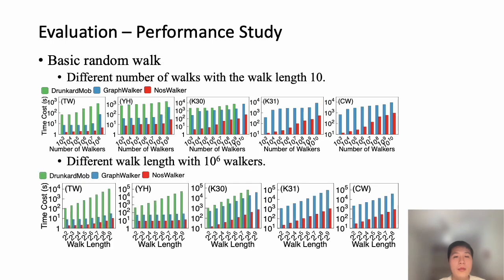In the experiments with different walk lengths, when the graph is larger than the memory, the execution time of all these systems increases almost linearly with the walk length. But NosWalker is always 30 to 95 times faster than GraphWalker. In these experiments, NosWalker achieves up to 2 orders of magnitude speedup.